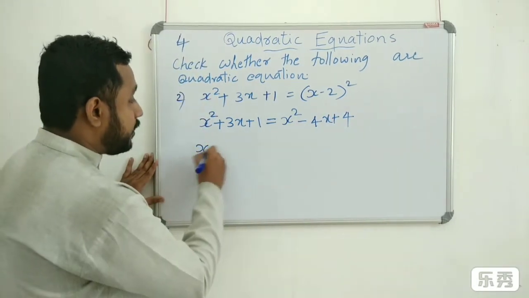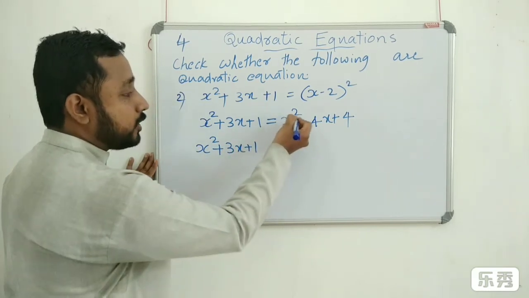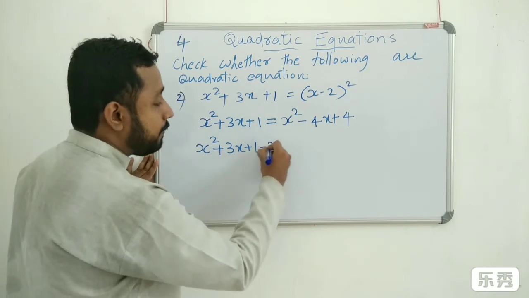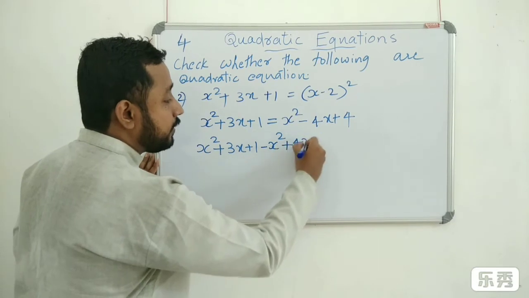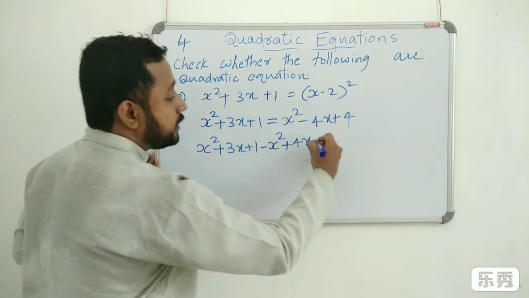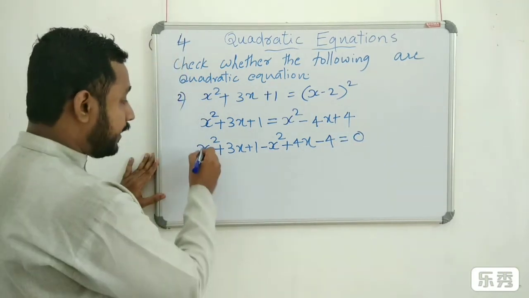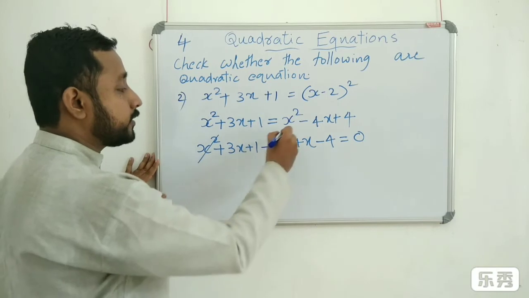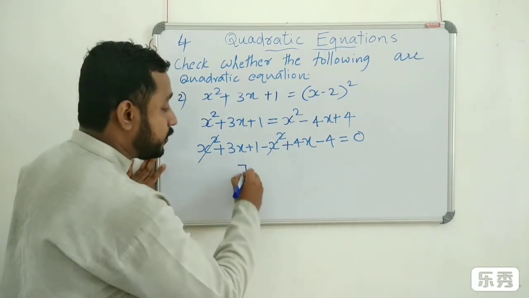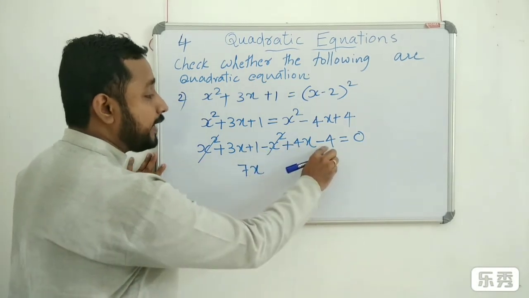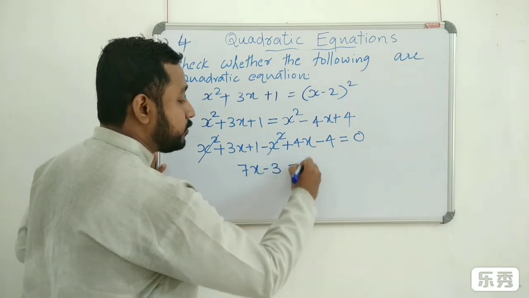That is x square plus 3x plus 1 equals x square minus 4x plus 4. Then x square comes to the LHS, it will become minus x square. Minus 4x comes to the LHS, it will become plus 4x. Then plus 4 comes to the LHS, it will become minus 4, which is equal to 0. Here x square minus x square cancels. 3x plus 4x is equal to 7x. 1 minus 4 is minus 3, which is equal to 0.